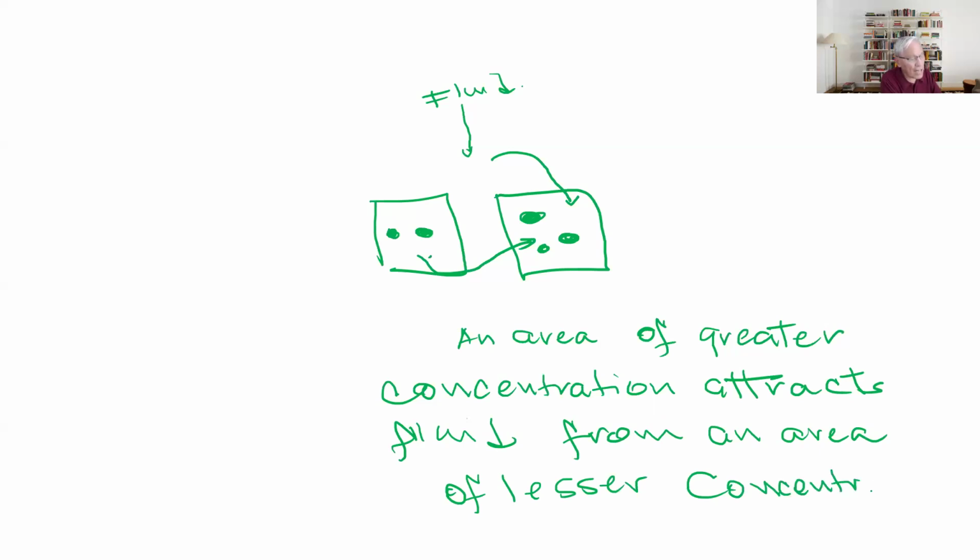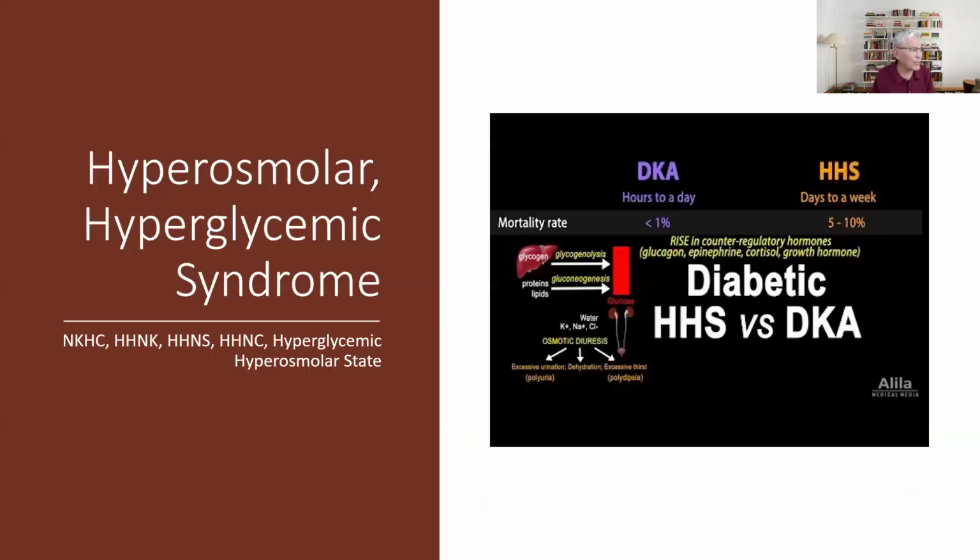So this is the prevailing principle that we're going to understand in order to have an idea of what happens whenever we have HHS. Okay, so let's begin with the cell over here and the blood vessel over here.